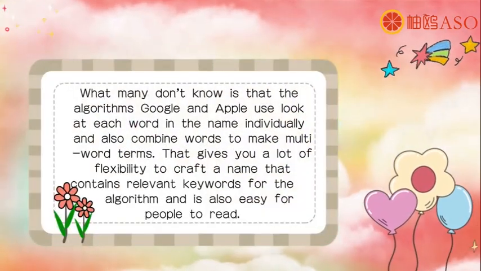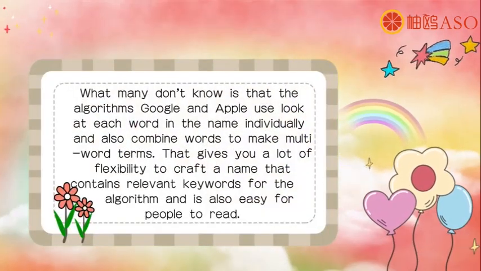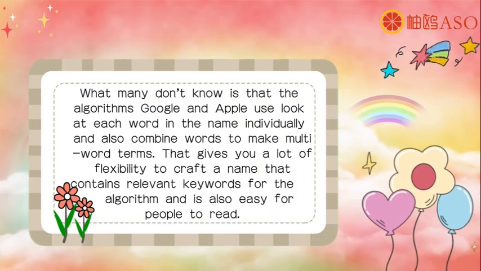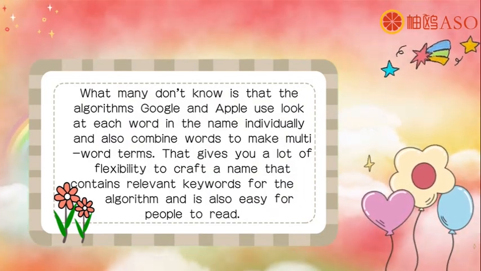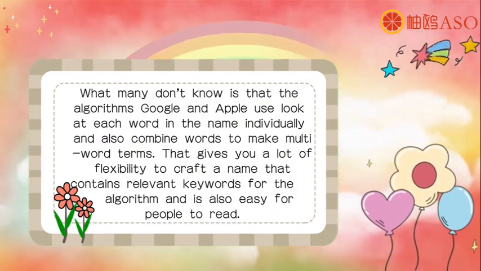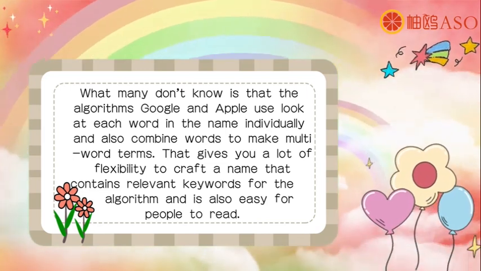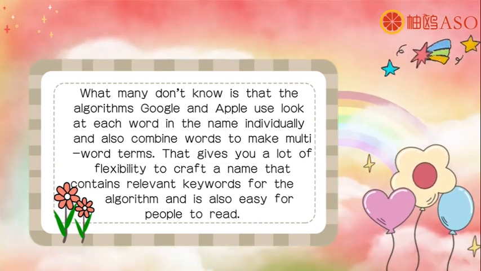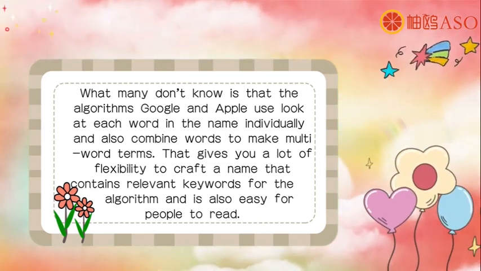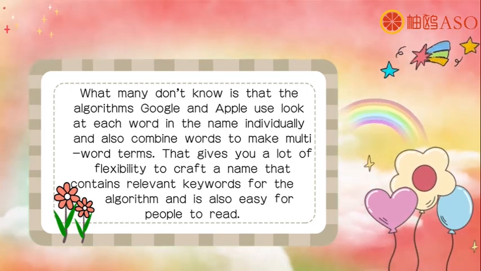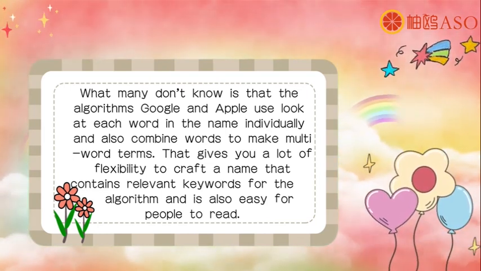What many don't know is that the algorithms Google and Apple use look at each word in the name individually and also combine words to make multi-word terms. That gives you a lot of flexibility to craft a name that contains relevant keywords for the algorithm and is also easy for people to read.